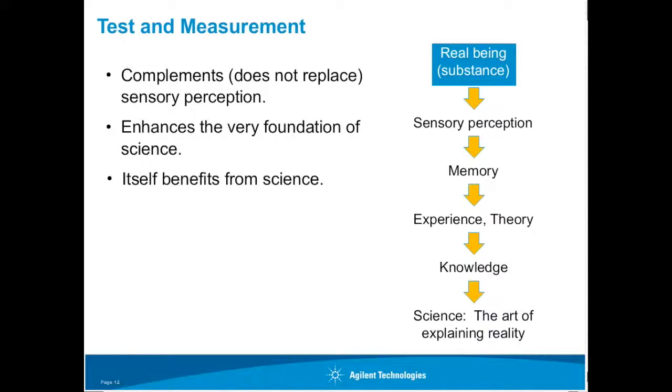So to summarize, my view is that the discipline of test and measurement complements sensory perception. Now, note I said complements, not replaces. It complements sensory perception by extending and quantifying it. Because the discipline of test and measurement extends sensory perception, it enhances the very foundation of science. And of course, the relationship is reciprocal. Test and measurement itself benefits from scientific advancement.